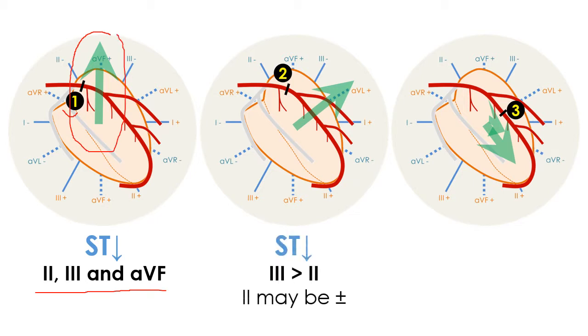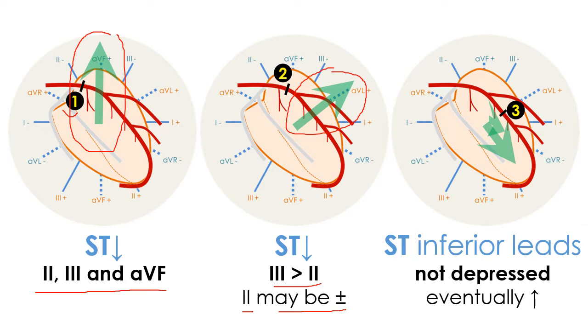For occlusions after the first septal branch and before the first diagonal branch, the ST deviation vector is displaced to a more horizontal direction, so that it is more negative in lead 3 than in lead 2, and even in lead 2 it may be isoelectric. Finally, for occlusions that are distal to both the first septal and the first diagonal branch, we can observe two forms of ST deviation vectors.